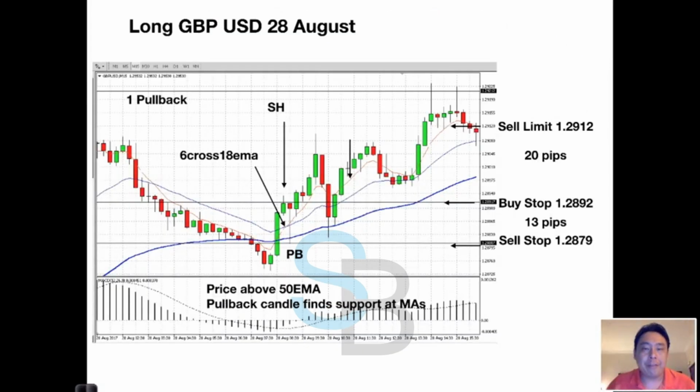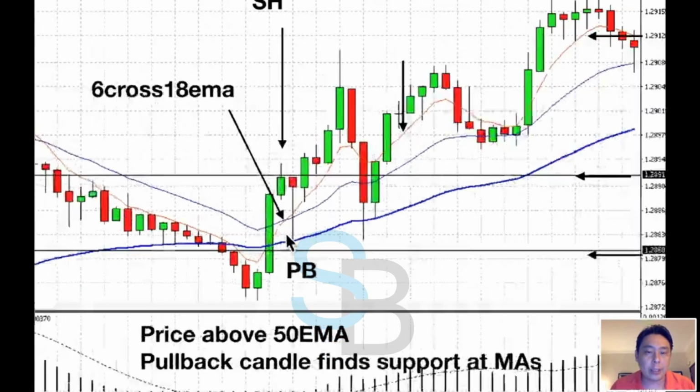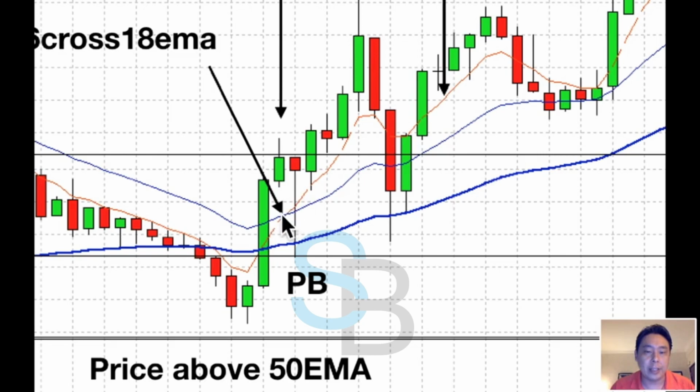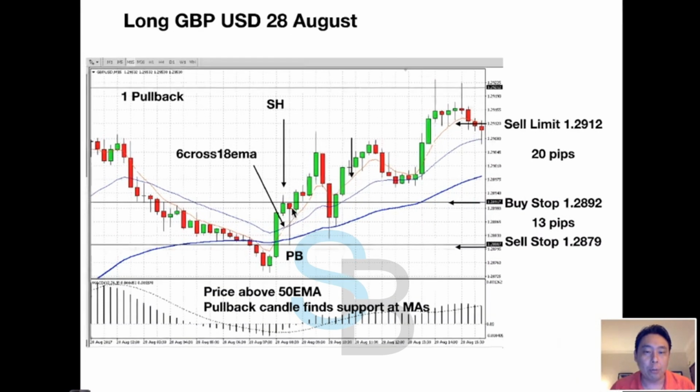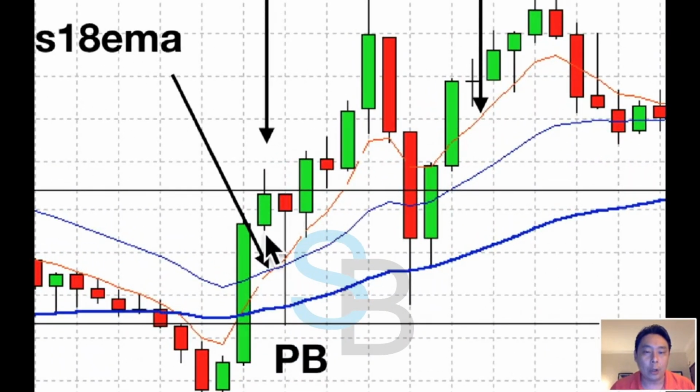Alright, let's take a look at the first example. It's a long pound dollar 28 August trade. As you can see, the signal is the 6 crossing above the 18 EMA, and right at the cross we have that swing high candle. The next candle is a pullback, making a lower high and a lower low.